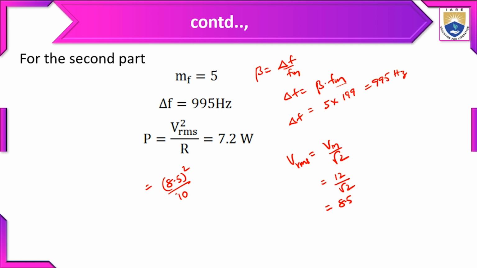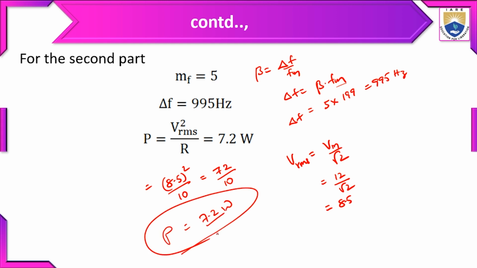So the resistance value is 10 ohms. So 8.5 whole square is 72 divided by 10. So finally 7.2 watts. So this is the power of the FM signal or FM wave, 7.2 watt.